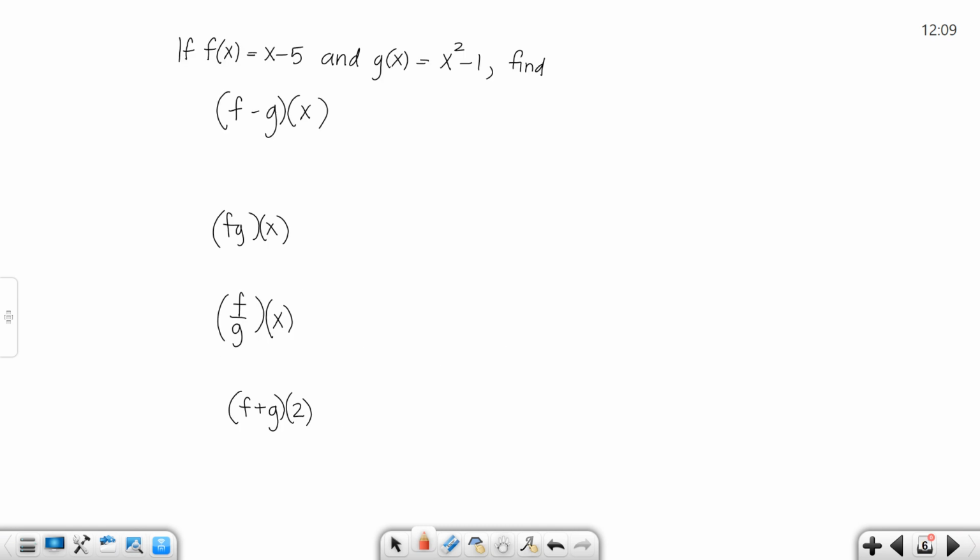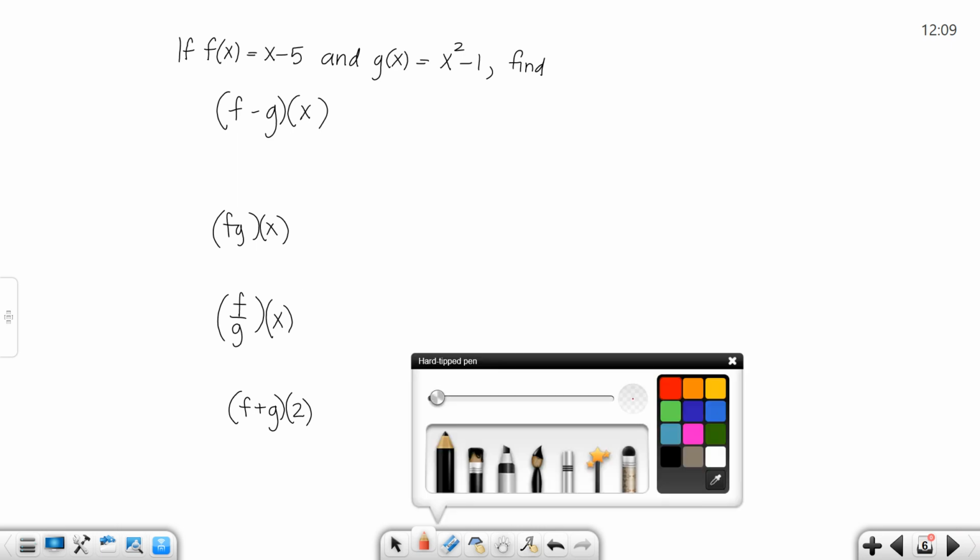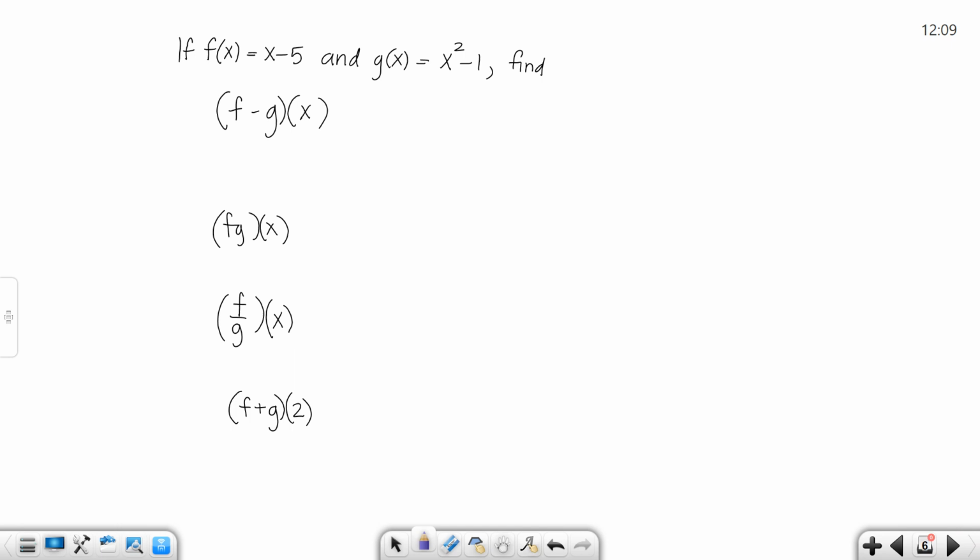So in the first problem, I give you f of x and g of x, and I ask you to do these operations. Now, subtraction is really tricky, just with signs, so be careful with that part. So what this tells me to do is I take function f minus function g. Okay, so function f is x minus 5, and function g is x squared minus 1.